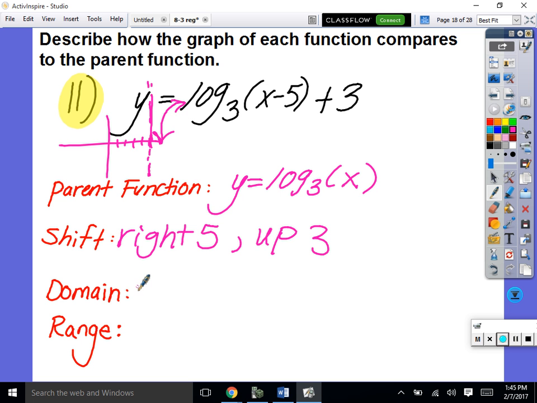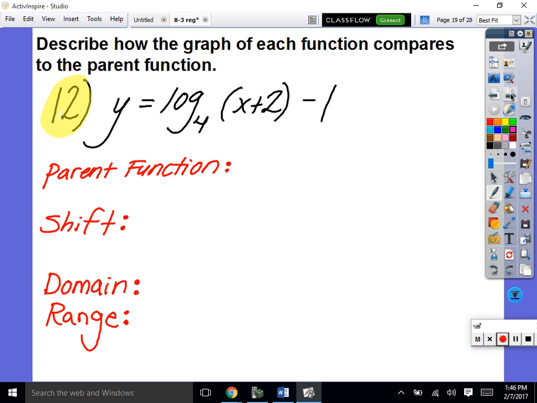So our domain is what? 5 to infinity. Very good. And our range is all real numbers. The shift up 3 didn't affect my range. Okay, number 12. Here we go.